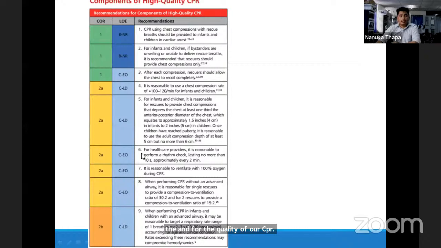Again, at point number 6, we can see that the rhythm check has to be done after every 2 minutes. It's not that after every 30 seconds or within 1 minute of giving CPR we start to assess the child. At least 2 minutes of CPR we have to give, and then assess the pulse for at least 10 seconds. These are the things, and a few other things, which we have already discussed. Number 9 is another important thing.